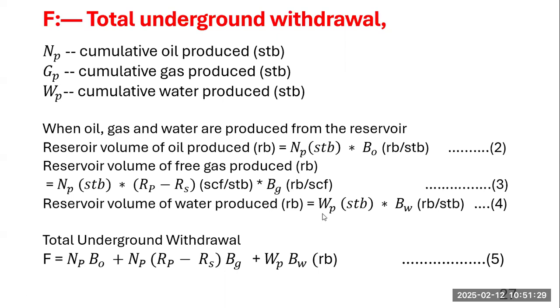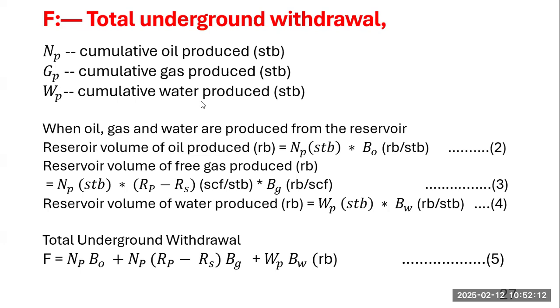Okay, so you have your F, total underground withdrawal. Your NP is cumulative oil produced in STB. Your GP is cumulative gas produced in STB. Your WP is cumulative water produced, likewise in STB. When oil, gas, and water are produced from the reservoir, what happens? Reservoir volume of oil produced is your NP, STB, multiplied by your BO, RB per STB. So your STB cancels, you have your NP BO, that's in reservoir barrel, because we want to estimate the reservoir barrel of your oil produced.